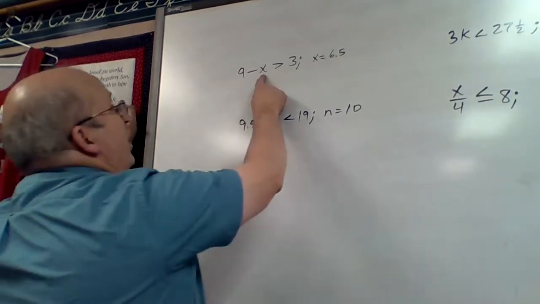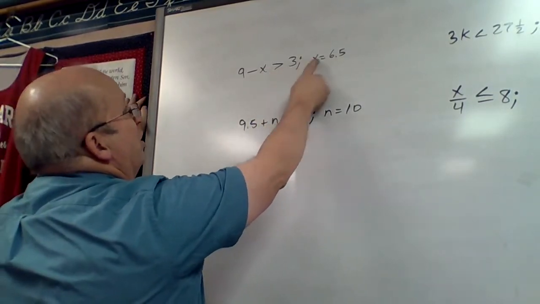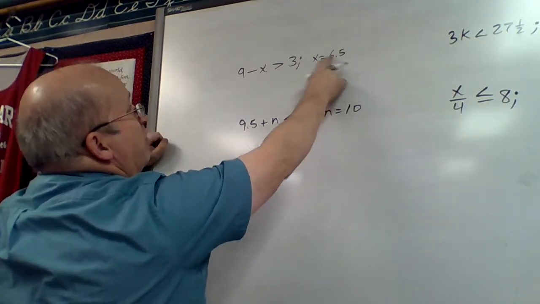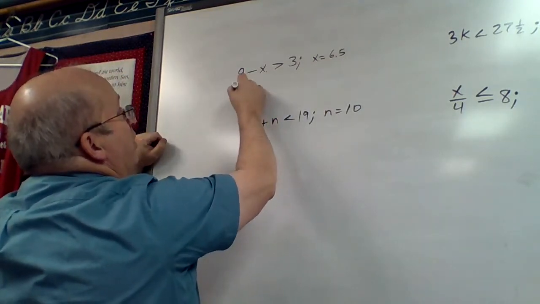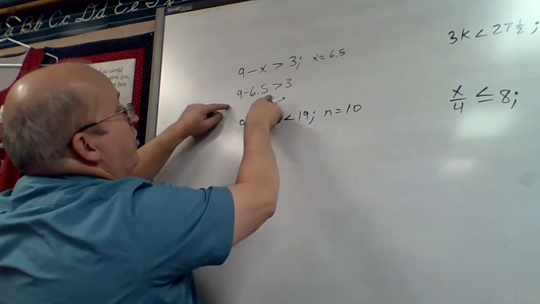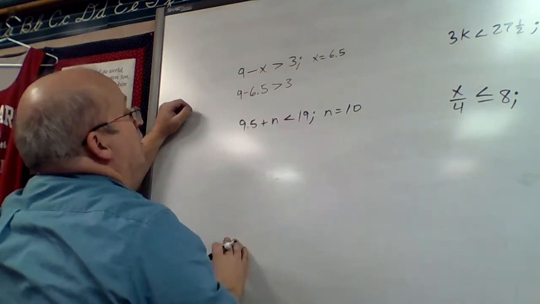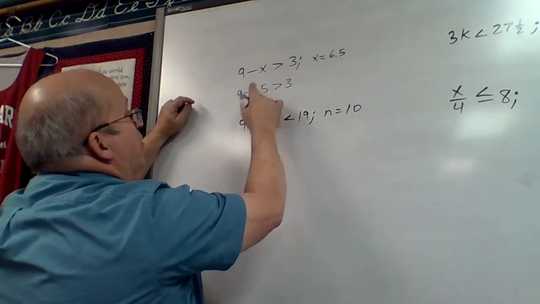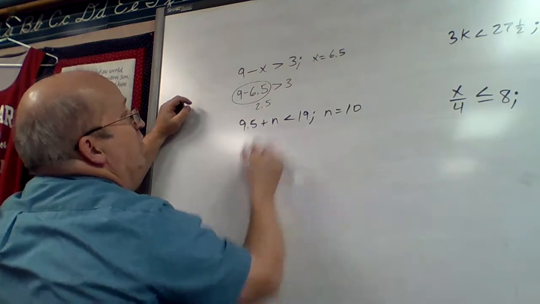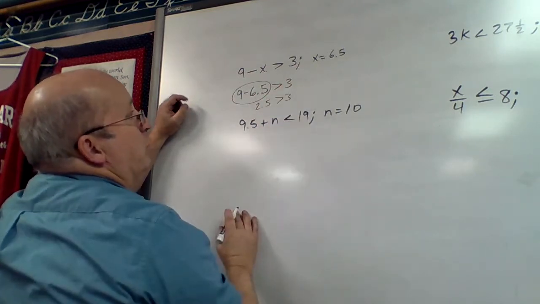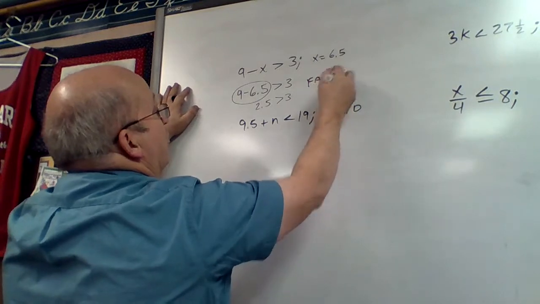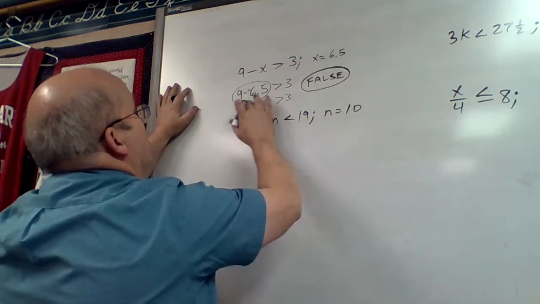9 minus x, is that greater than 3 if x is 6.5? Watch what I do. I take this 6.5 and I put it right here. Is this a true statement? Is this greater than 3? 9 minus this, this whole thing equals 2.5. Is 2.5 greater than 3? No. So this statement is false. Our first statement is false here.